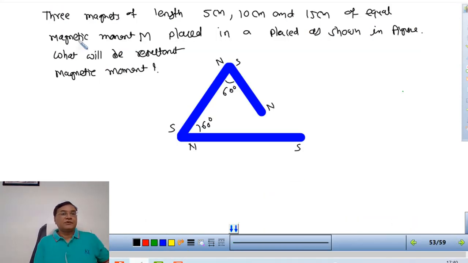So this is your question. Today's question: 3 magnets of length 5 cm, 10 cm, 15 cm are of equal magnetic moment M, placed in a plane as shown in the figure. What will be the resultant magnetic moment? Assist me, what is the resultant magnetic moment? You have to give that answer.